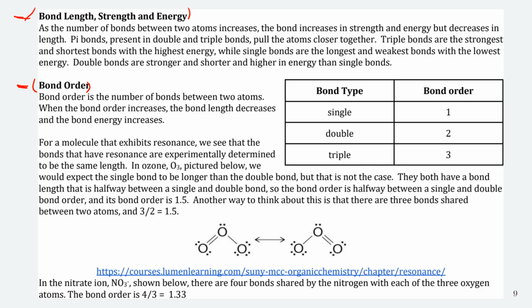For a molecule that exhibits resonance, the bonds that have resonance are experimentally determined to be the same length. In ozone, shown below, we would expect the single bond to be longer than the double bond, but that is not the case. They both have a bond length that is halfway between a single and double bond. So the bond order is halfway between a single and a double bond.